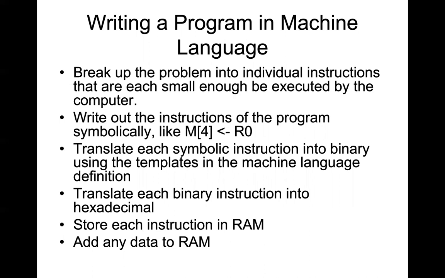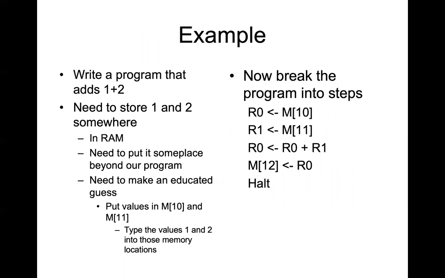So let's go through an example. The problem here is not a super hard one. We're just going to add 1 plus 2. So we're going to need a program and we're going to need data. The data for this program is 1 and 2, and then there also is going to be a place where the result goes. So there's going to be 3 memory locations used for data, and then there's going to be some memory locations used for the program.